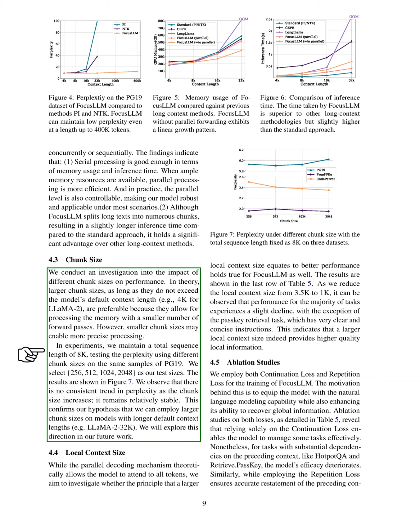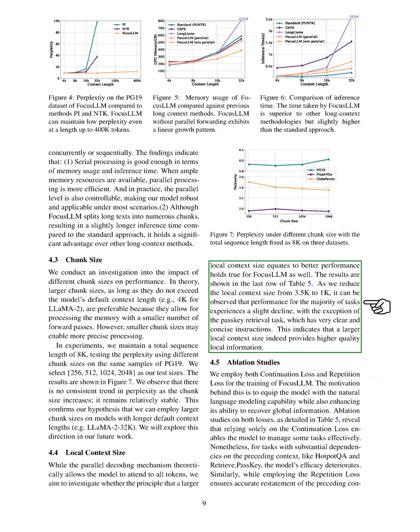Larger chunk sizes are generally better, as they require fewer forward passes, but smaller sizes may allow for more precise processing. In our experiments with a total sequence length of 8,000 tokens, we test various chunk sizes and find that perplexity remains stable, supporting our hypothesis that larger chunk sizes can be used effectively with models that have longer default context lengths. Next, we examine whether a larger local context size improves performance for FocusLLM.